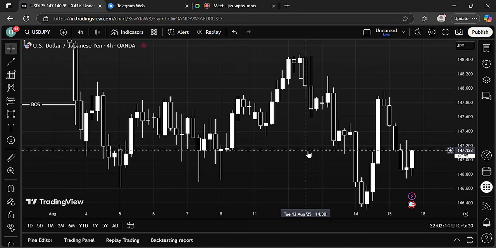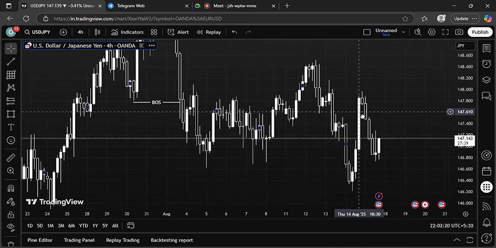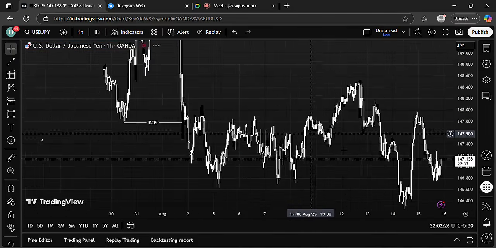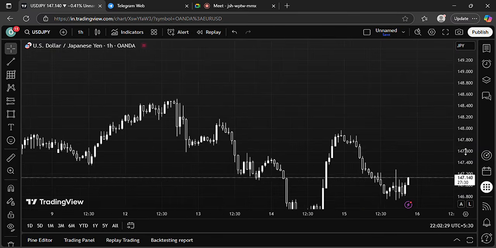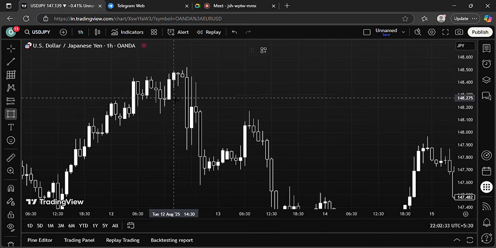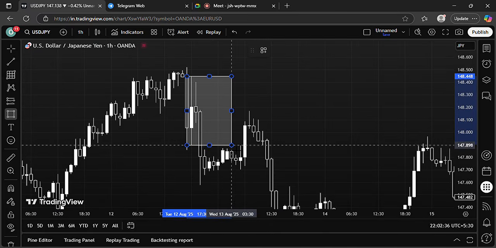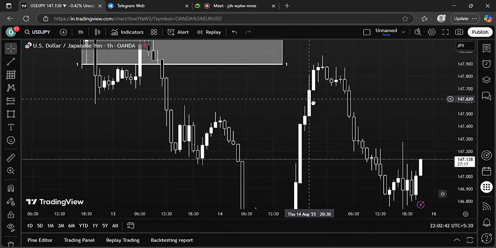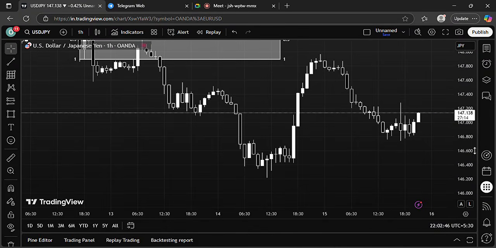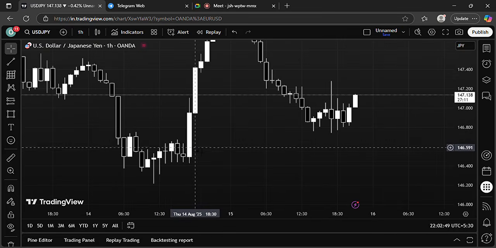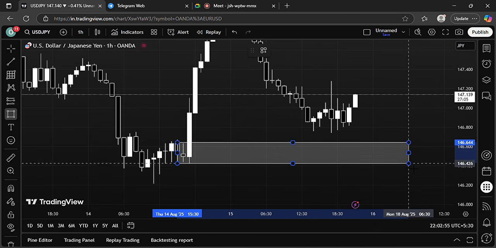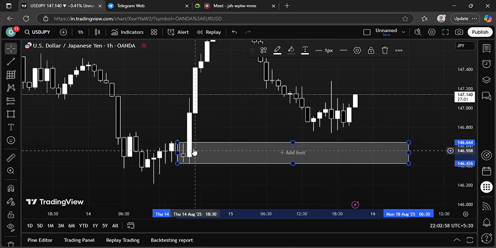Okay, so to mark the demand or the supply, we need to decide whether to mark the whole candle with the wicks or just the body. Where's the candle? Like here. If the supply or demand zone is too big, just select it whole and use the Gann box for it. And think like this, that is our demand. You will mark it like this, the whole candle.